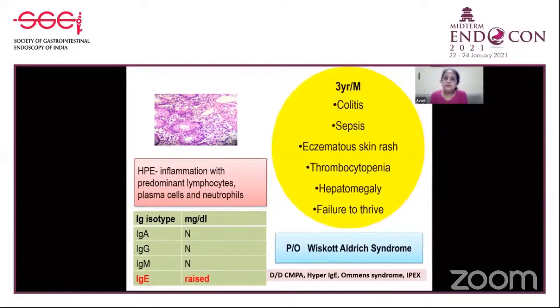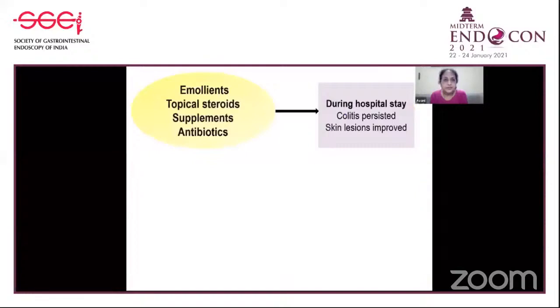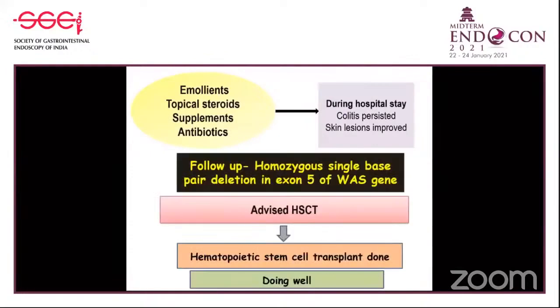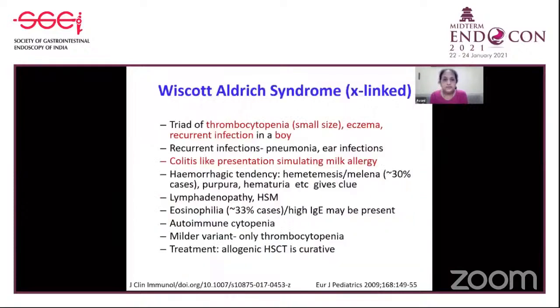So what we had was a 3-year-old child who had colitis, sepsis, eczematous skin rash, thrombocytopenia, hepatomegaly, and failure to thrive. And because of this combination of thrombocytopenia, eczema, and colitis, we thought of Wiskott-Aldrich syndrome. He was treated with emollients and topical steroids, and during his stay, the skin lesion improved, but colitis persisted. When we investigated, we found that there was a homozygous single base pair deletion in the Wiskott-Aldrich syndrome gene. He was advised bone marrow transplant, which he underwent, and the child is doing well.